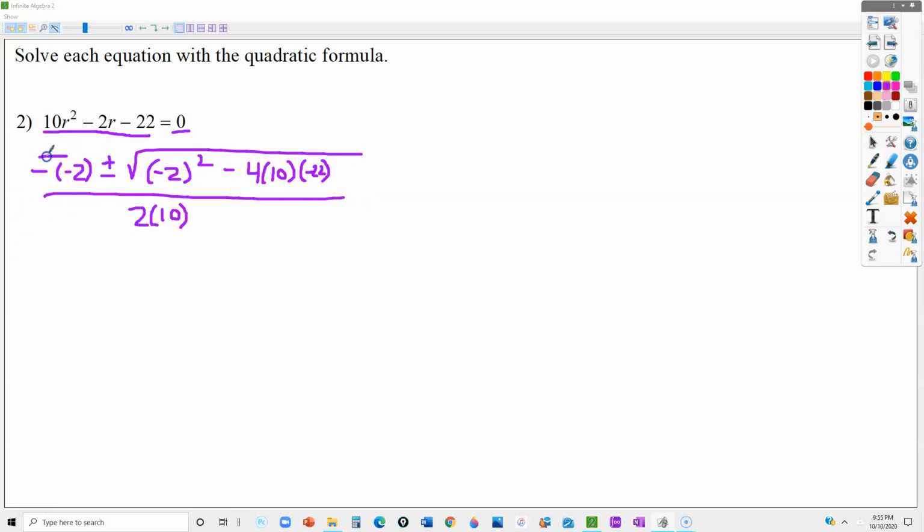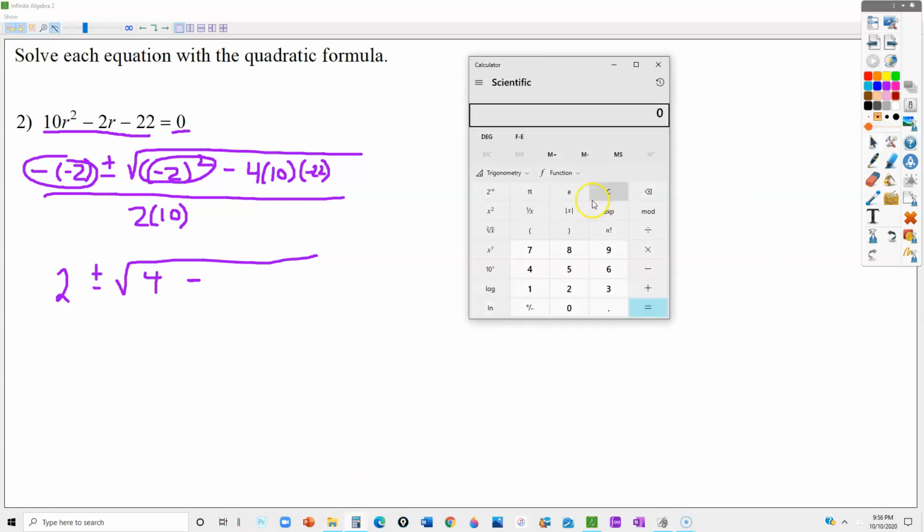All right, and then we simplify our 4 pieces that I've mentioned before. This becomes positive 4. And that's going to be interesting. Let me bring up my calculator here. I'm not going to try to figure that out now. So we have 4 times 10 times negative 22. Negative 880.